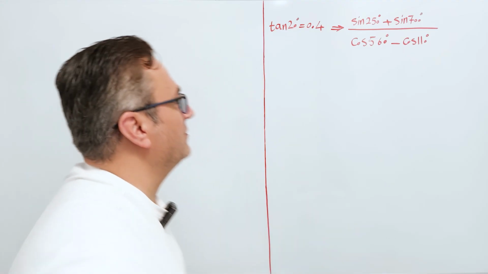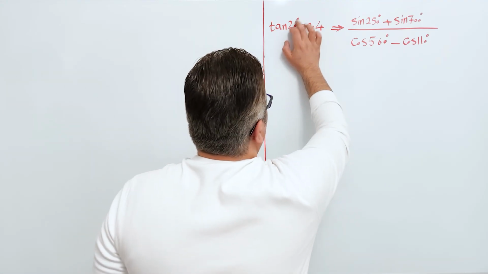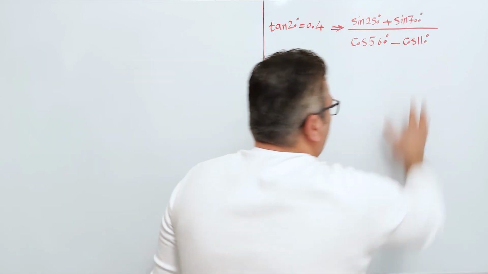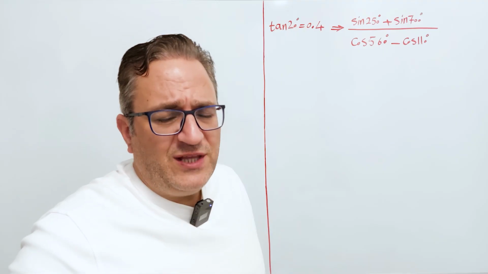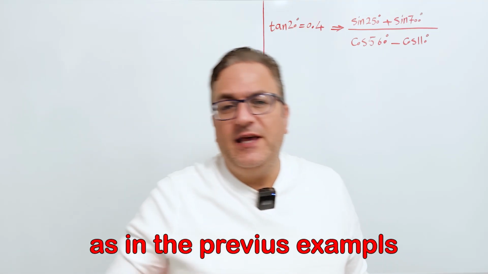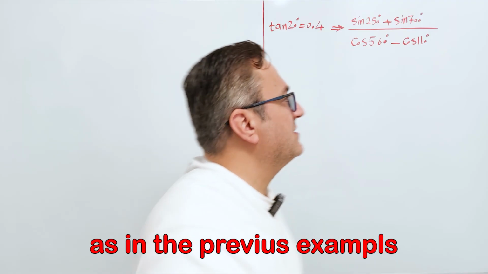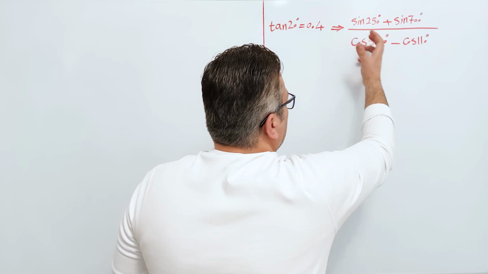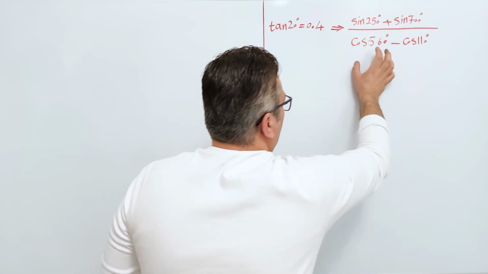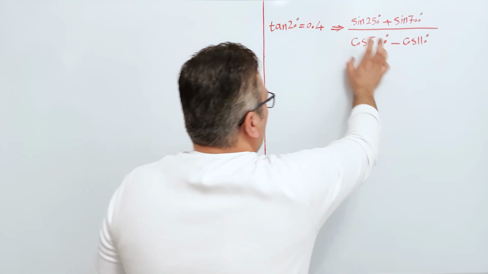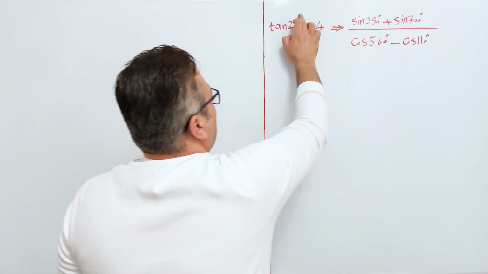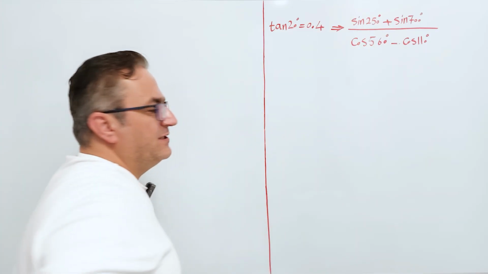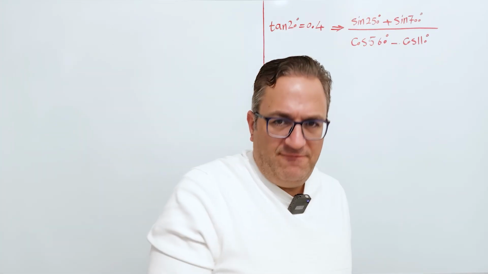Okay, look at this question. If tangent 20 degrees is equal 0.4, what is the value of these fractions? We follow the exact same steps as in the previous examples. We don't know any of the trigonometric ratios of these angles, but we do know the tangent of 20 degrees. So these angles need to be converted to 20 degrees in the same way.